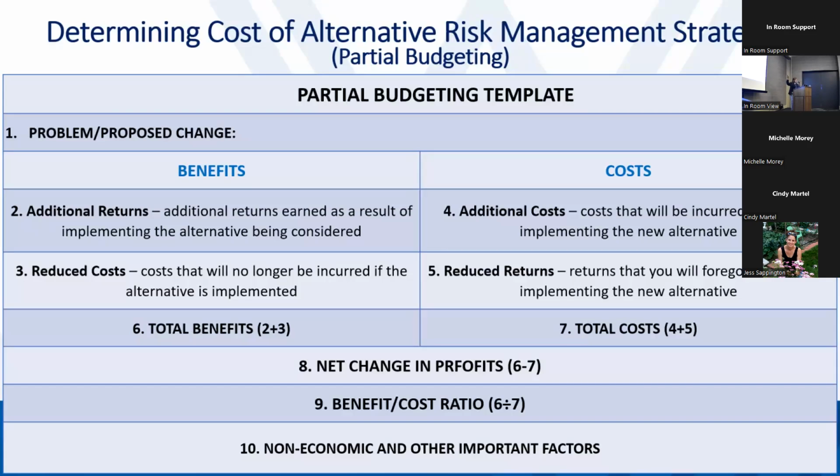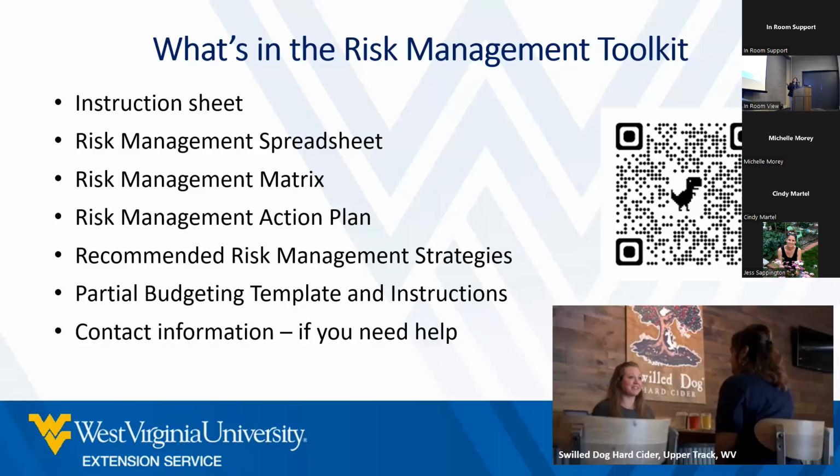And so in our program, we really encourage people to use this wonderful tool. I didn't develop this. This has been around for a long time. It's a partial budgeting tool, right? So that risk management tool really walks you through how to use a partial budget, right? But that's how you would figure out which is the best alternative given the benefits and given the cost of doing it, okay? And yeah, so that's the risk management toolkit.